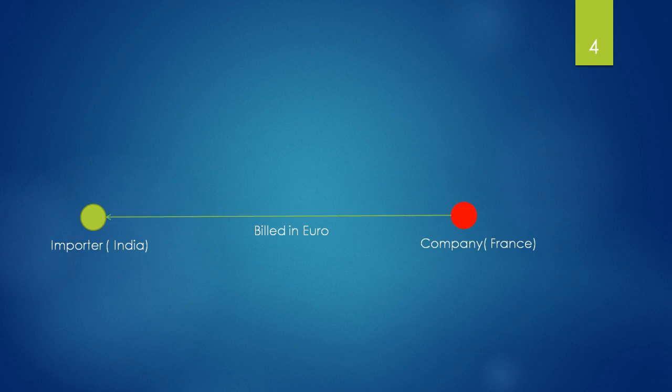Similarly, for import of capital goods from France to India, but billed in euro, the importer needs to pay the company in euro by first converting Indian rupees into euro. Thus, conversion of currencies from the currency of invoice to the home currency of exporters will generally be required across all border trades. Friends, this is nothing but foreign exchange.